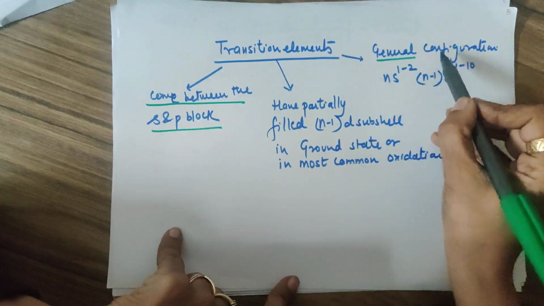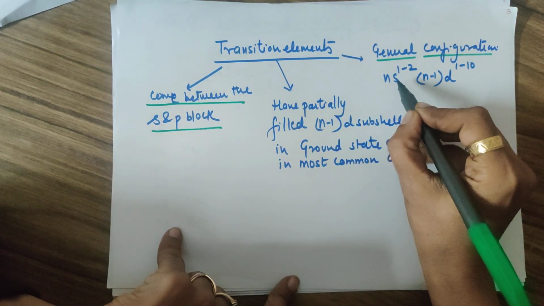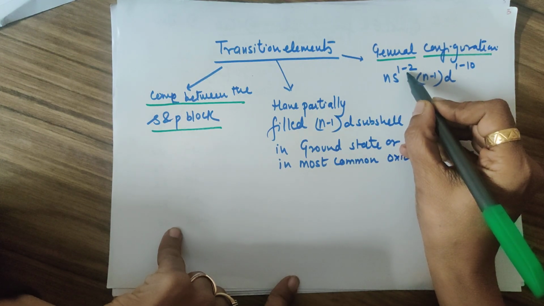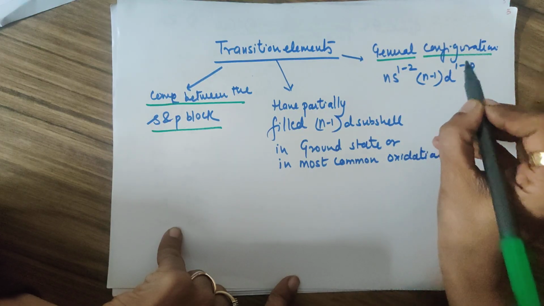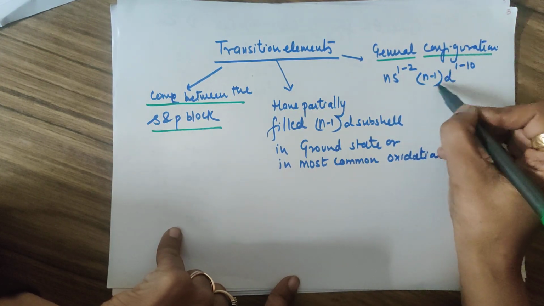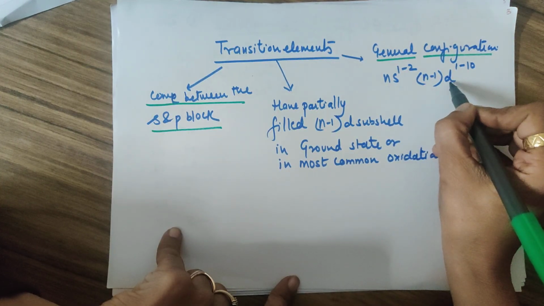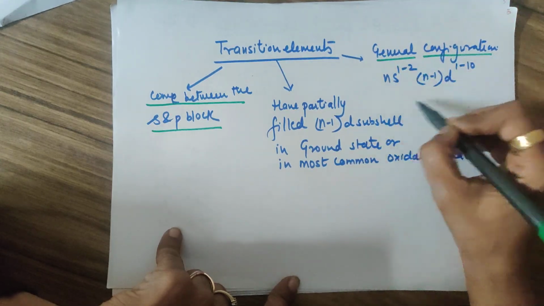The general configuration of the D block of elements is that your last shell has only the S subshell with 1 or 2 electrons, while the last but one subshell is the D subshell where you fill 1 to 10 electrons. So you are actually not filling the last shell. You are filling the last but one shell with 1 to 10 electrons. I'll give you an example to understand this.